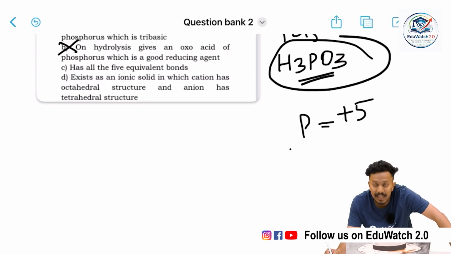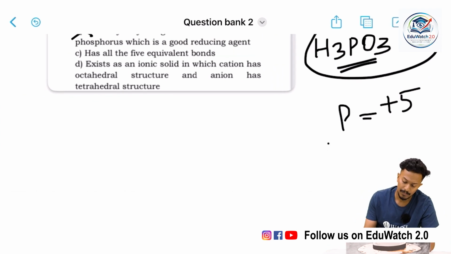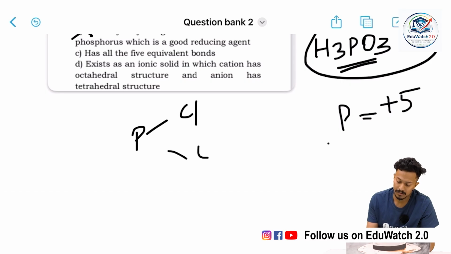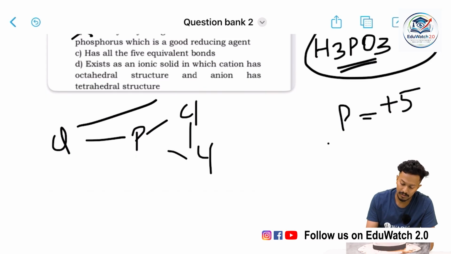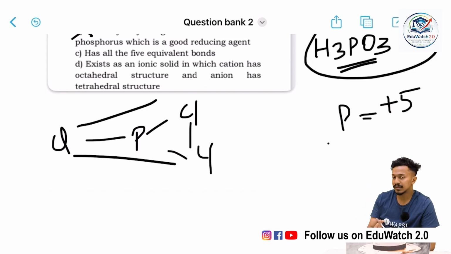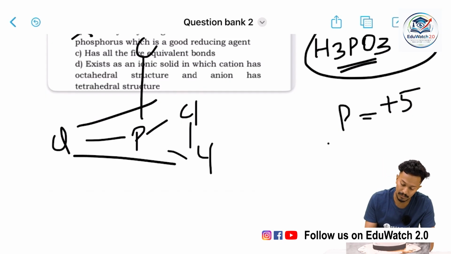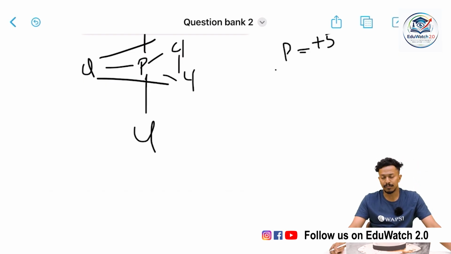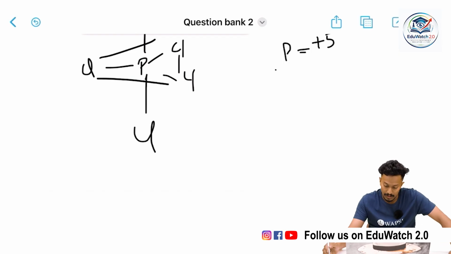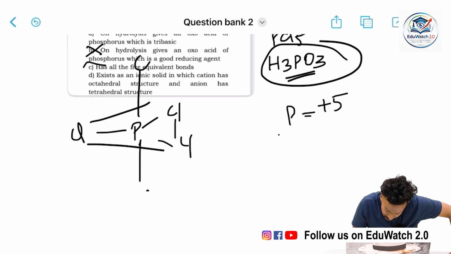Has all 5 equivalent bonds. Is it true? No. This is because PCl5 has a trigonal bipyramidal geometry in which the chlorines are on equivalent bonds which have the same length. These 3 equatorial P-Cl bonds have the same length, and both axial bonds are different from the equatorial bonds. That means the axial bond is much more elongated than the equatorial bond. So option C is wrong.